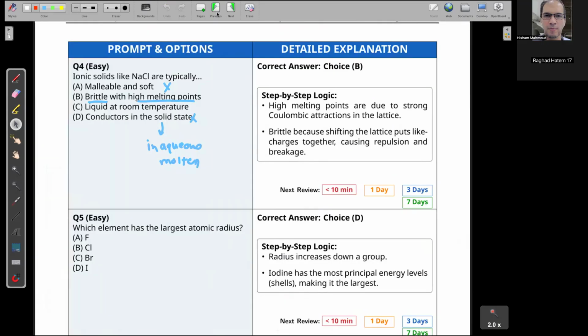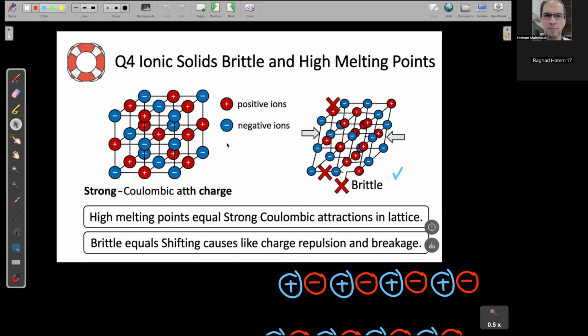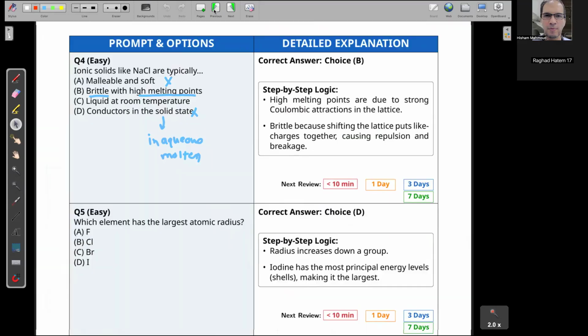That's why we know that ionic solids are brittle. And why do they have a high melting point? Because the attraction forces between the oppositely charged ions are very strong.